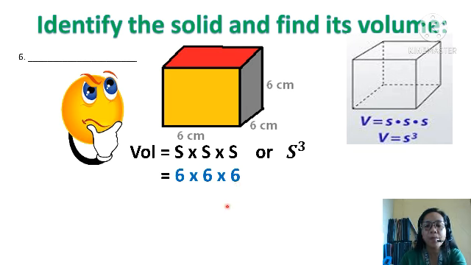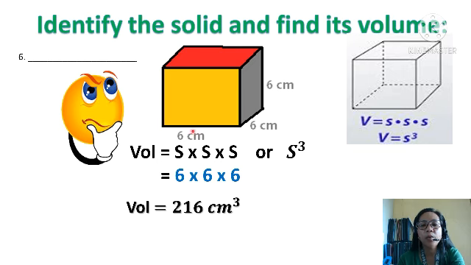Okay? Now, simple problem. All you have to do is multiply. Lahat sila multiply. 6 times 6, the answer is 36. 36 times 6. So, what is the answer? Kung hindi kaya at para mabilis, sige, kunin mo yung calculator mo and then you can get the answer. The answer is 216 cubic centimeters. Okay? So the volume of a cube whose sides measure 6 centimeters is 216 cubic centimeters.